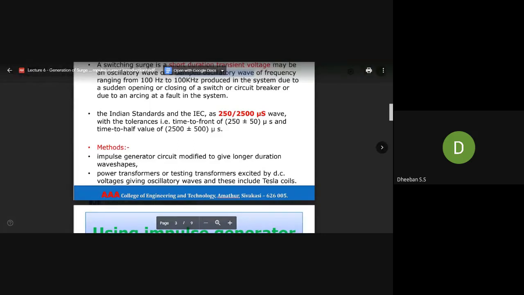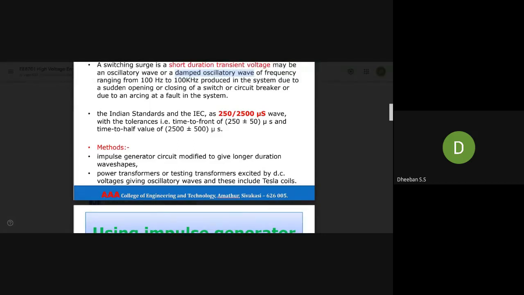So these are the two methods. The impulse generator circuit is modified to give a long duration wave shape. Similar to that, how is the switching surge possible? In the generation of the impulse generator circuit we have seen the normal RC circuit. So that RC circuit with the wave shaper will be designed for a longer duration.